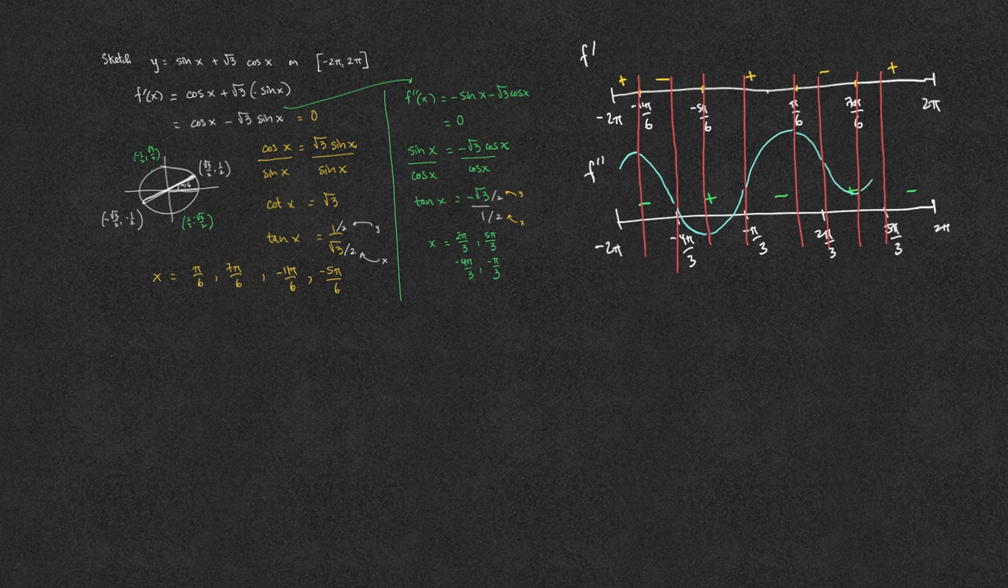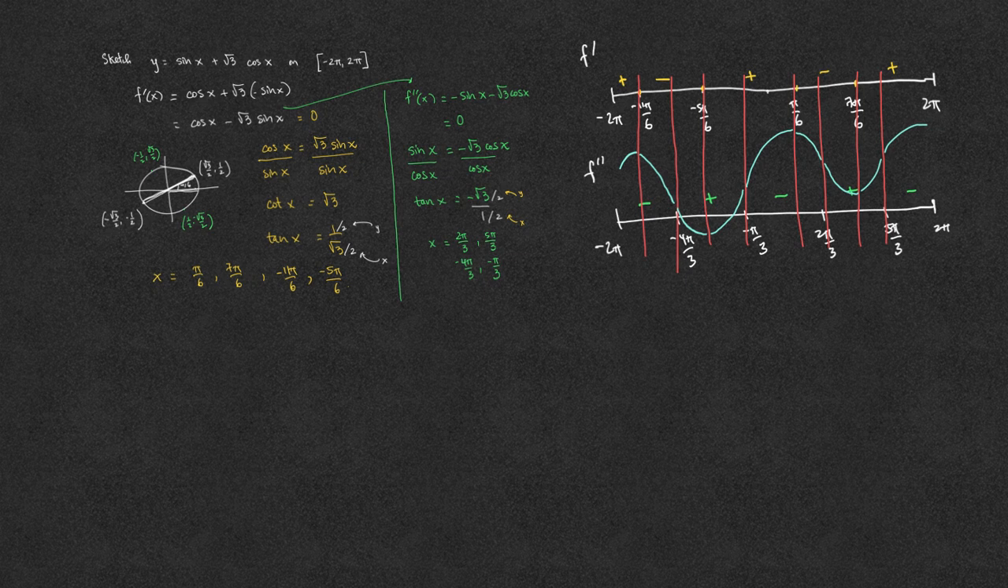From 5 pi over 3 to 2 pi, f prime is positive, increasing. f double prime is negative, concave down. We then put these all together in the graph.